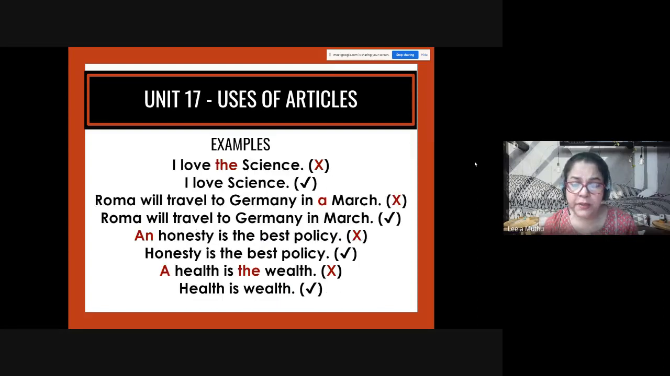So I love the science. I love science. I love maths. I love English. Roma will travel to Germany, or will travel to the Germany in a March. No, no, no. She will travel to Germany in March. And the honesty is the best policy. Oof. Honesty is the best policy. A health is the health. Oh, sounds really bad. Health is wealth.